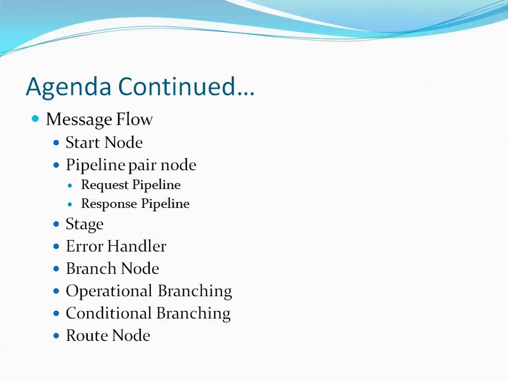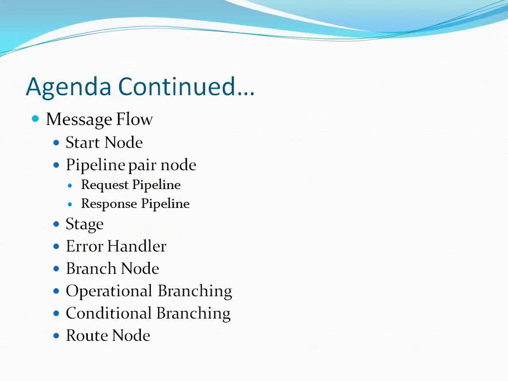So OSB will give you these many features in the message flow. Every proxy service will have a start node. You can define your message flow in two ways. Either you can go for a pipeline pair, or you can go for a route node, or you can go for a combination of pipeline pair plus routing.